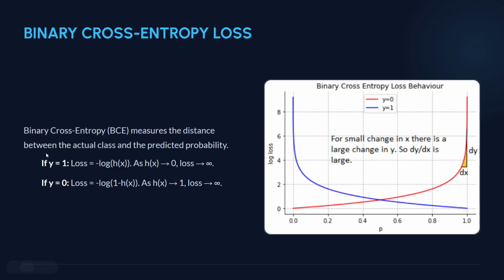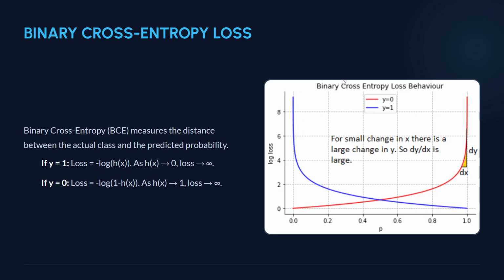Whenever the actual value is 1 and your model is not predicting it as 1, it is predicting the probability as 0.1, 0.2, which is near to 0, then you can see that the loss also tends to infinity. And if your model predicts 1, then the loss will become 0. The same thing happens here also. So yes, this is working as a loss function.